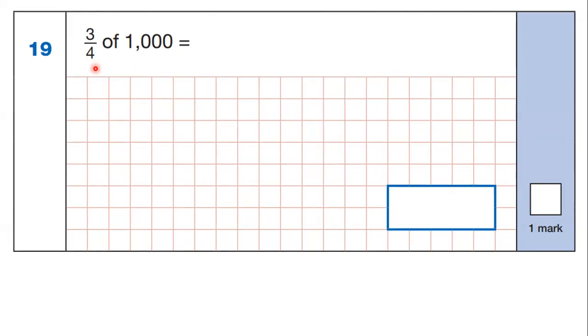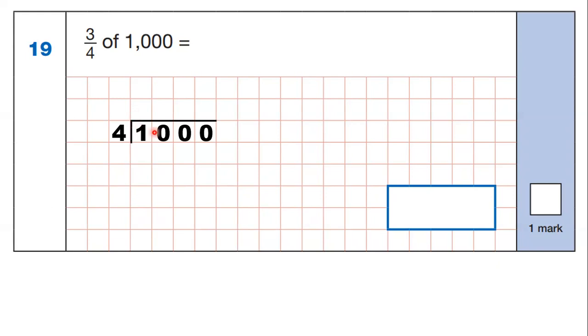Question 19. We need to find 3/4 of 1,000. Now it's useful to learn common fractions of 1,000 by heart, but if you don't know this, we find a fraction of a number by dividing by the denominator, then multiplying by the numerator. So we can first divide by the denominator.